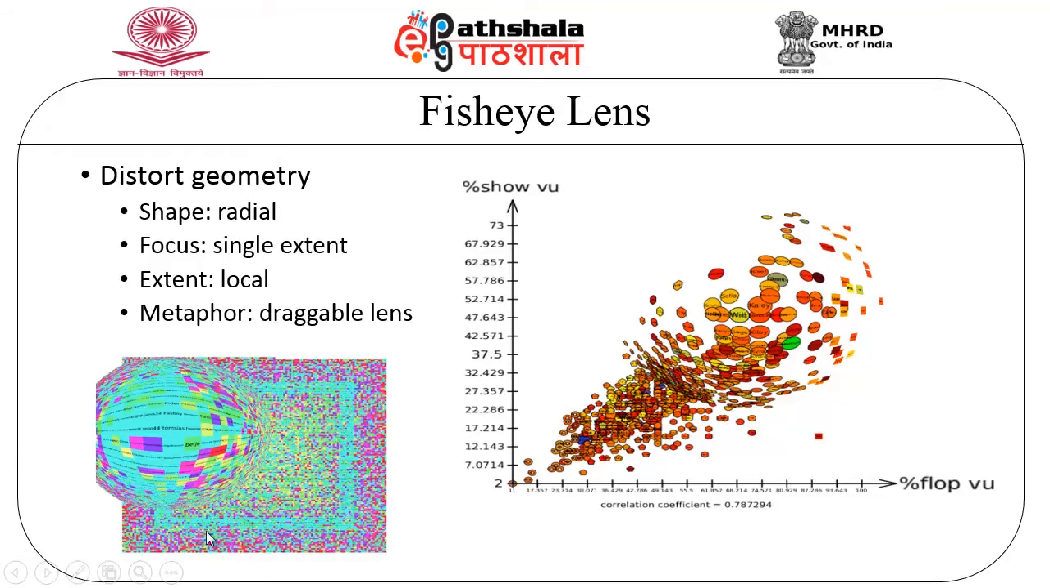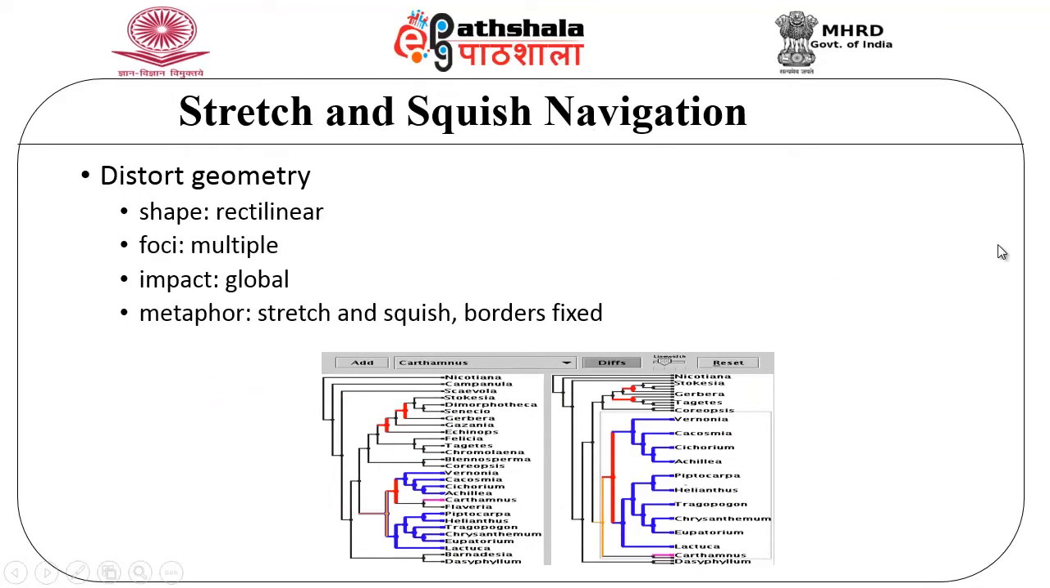So this shows an example of a fisheye lens. The part where the lens is being placed is a focused part, and the rest of the part is an overview of the context information as such.